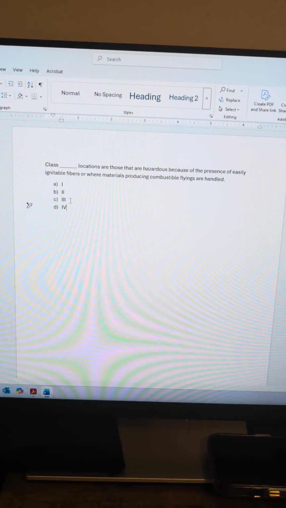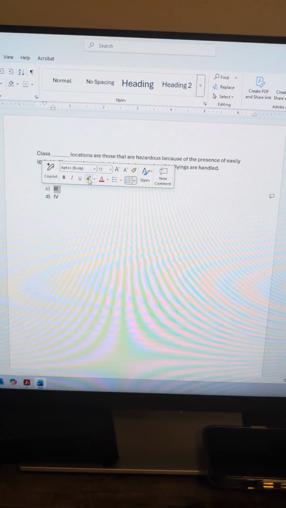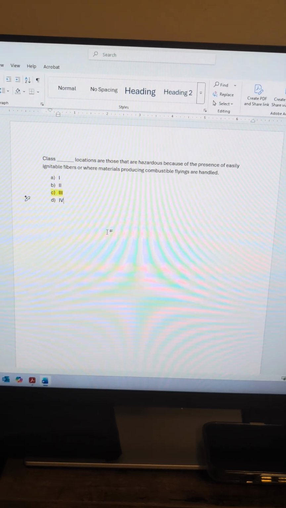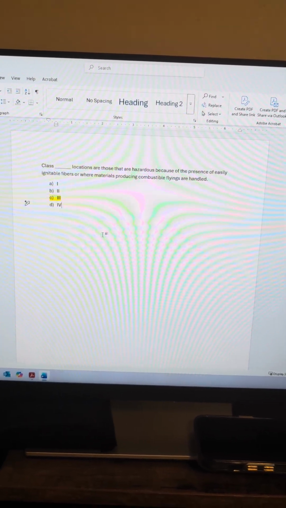So without getting too deep into the woods here, it's going to be C. Class 3 locations are those hazardous with the ignitable fibers or flyings.